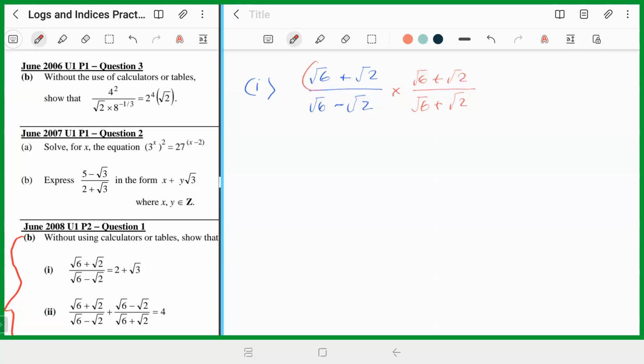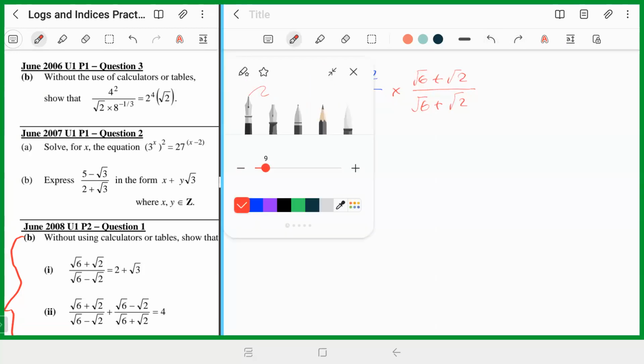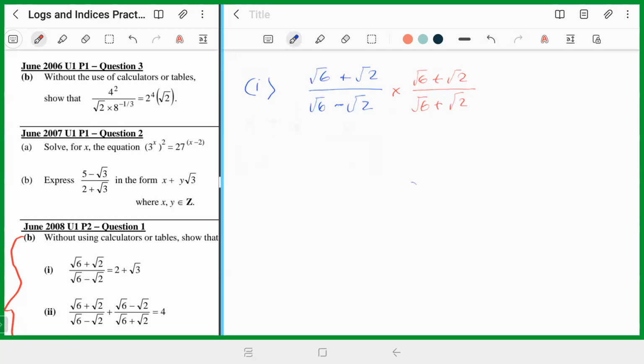You notice that the numerator becomes a perfect square, but the denominator has the difference of 2 squares. So let's do that. The denominator first is the difference of 2 squares, so it becomes root 6 squared minus root 2 squared. The numerator becomes root 6 plus root 2 all squared. Let's write that out first.